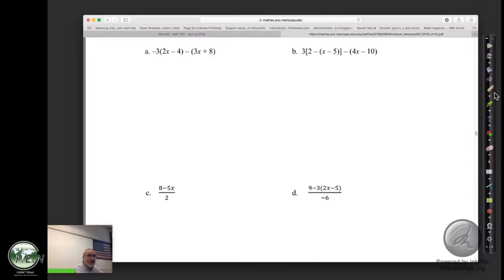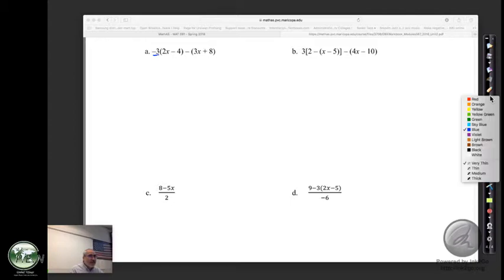So what we're just going to do is called simplifying. So we'll take this A part. What do we need to do with this 3? Multiply it. Good. Multiply it by what? So we distribute to both of these.